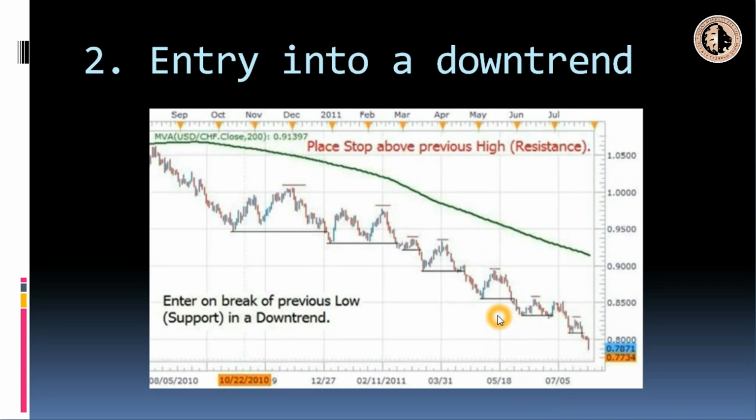So this is the second method. You place your stop above the previous high or resistance level, and then you enter on a break of the previous low or support in a downtrend. You can call this a breakout strategy.